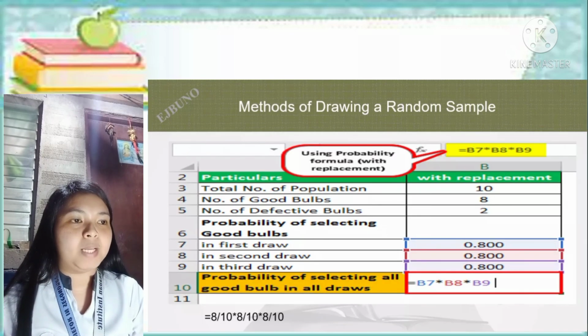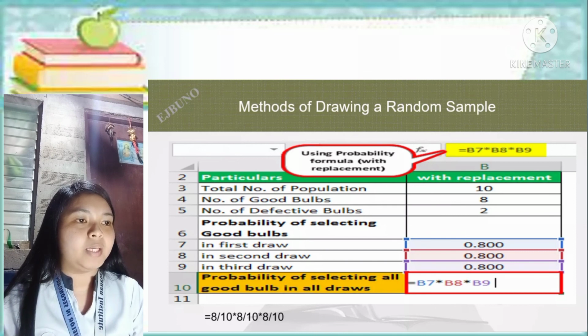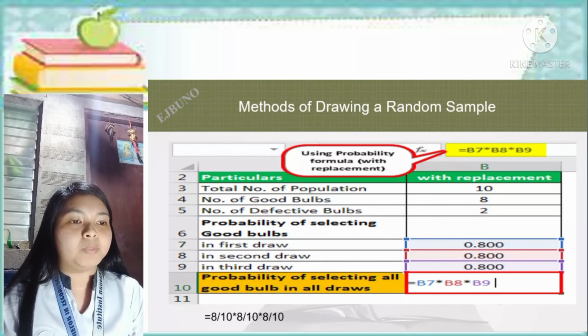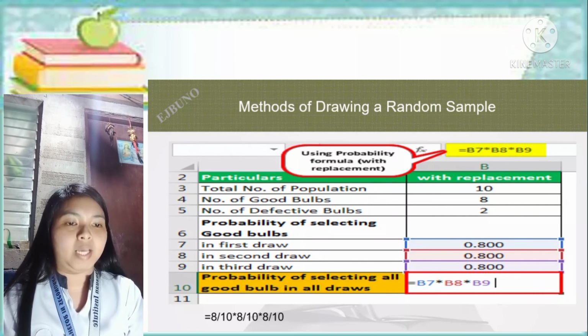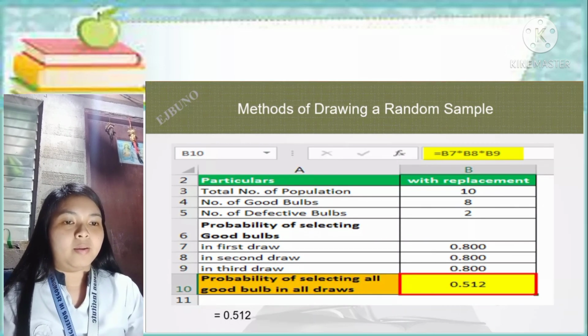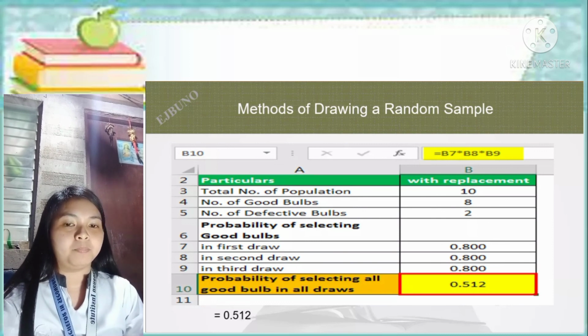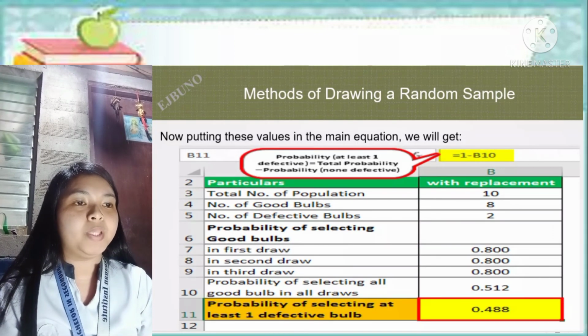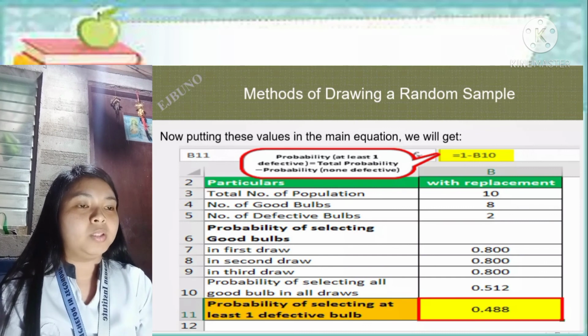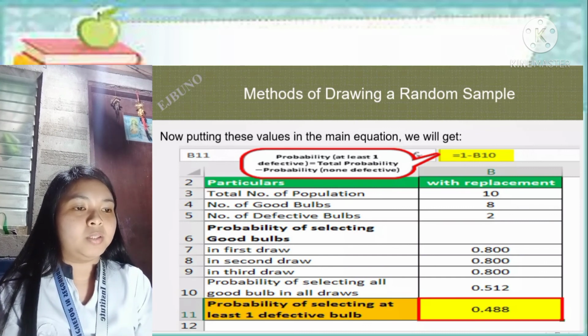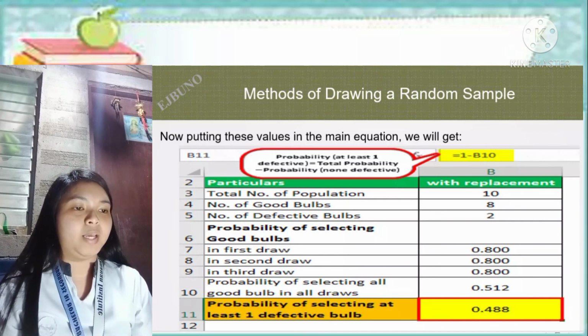Using the probability formula with replacement, it is equal to B7 times B8 times B9. Probability of selecting all good bulbs in all rows is equal to 8 divided by 10 times 8 divided by 10 times 8 divided by 10. The probability of selecting all good bulbs in all rows is equal to 0.512. Now, putting these values in the main equation, we get probability of at least one defective is equal to total probability minus probability of non-defective, which is 1 minus B10, equal to 0.488.